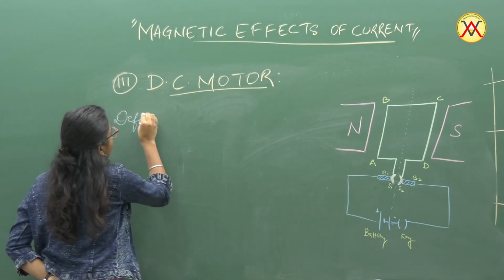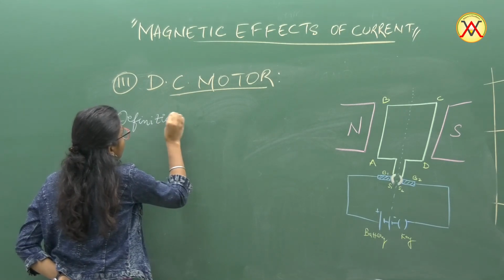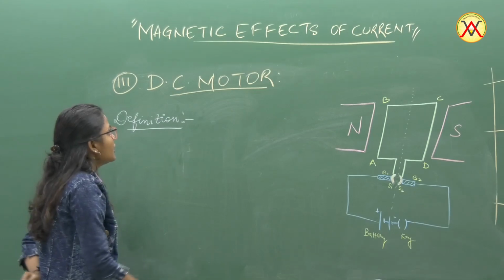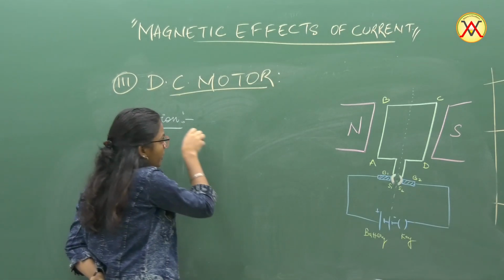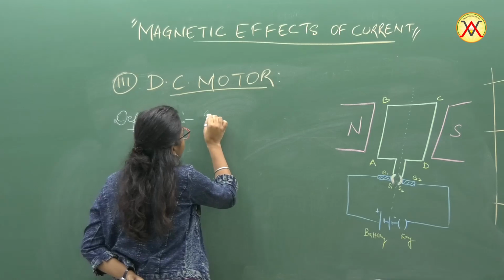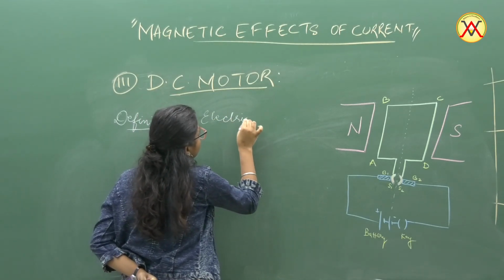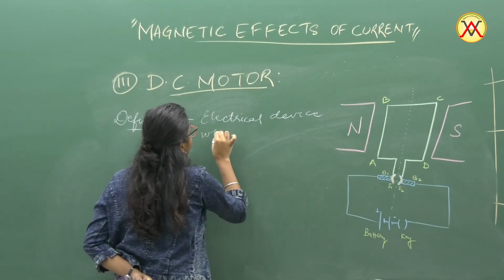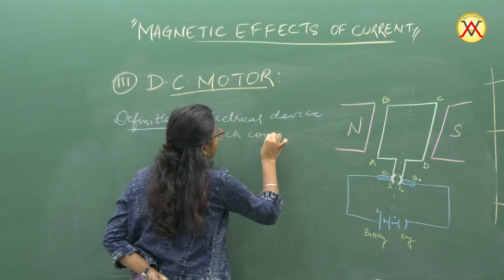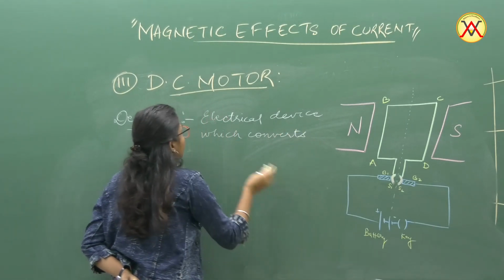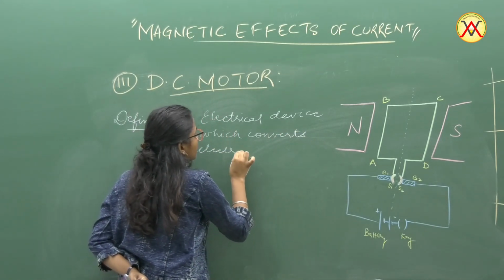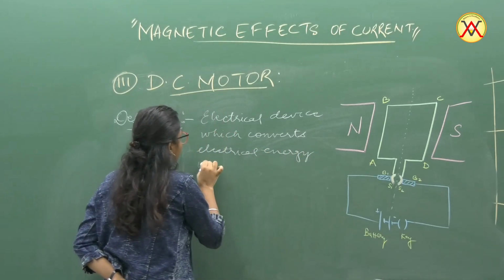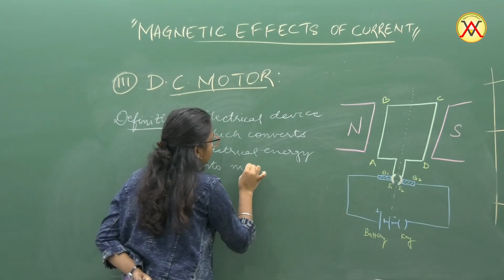In the board's exam, if a question is given for 5 marks on DC motor, you need to first write down the definition of DC motor, where you will write that it is an electrical device which converts electrical energy into mechanical energy.